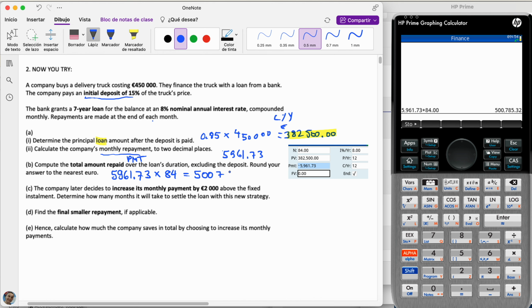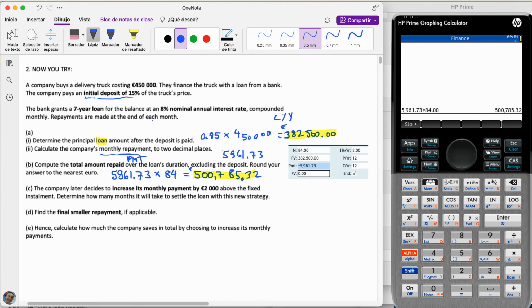Just notice that, on a loan of 382,000, you're paying back over $500,000. So interest is an effective way to make money.